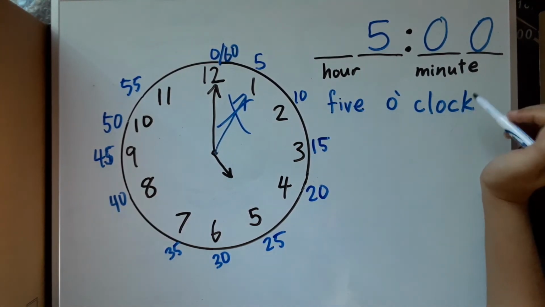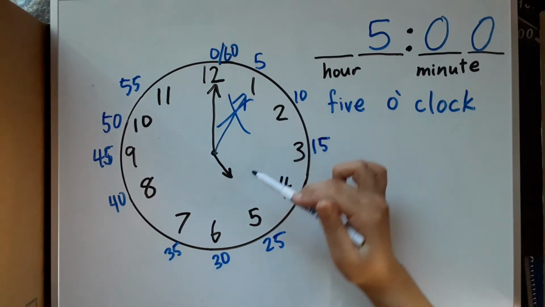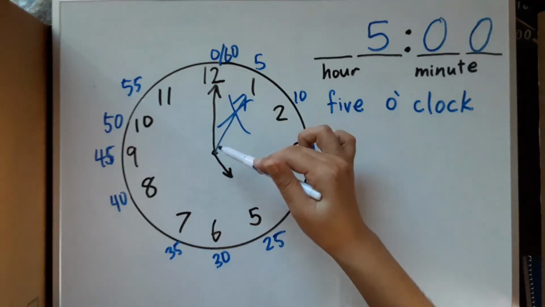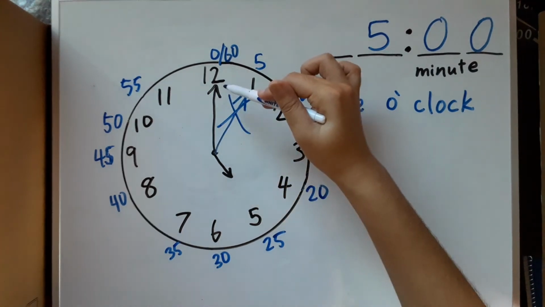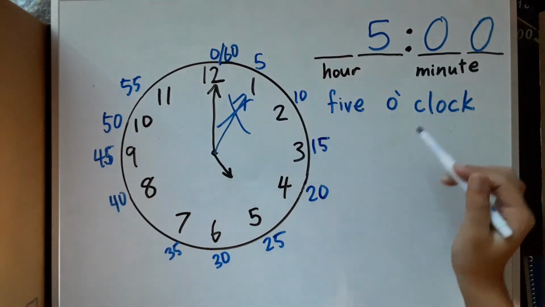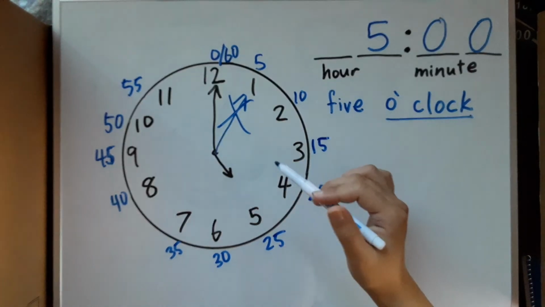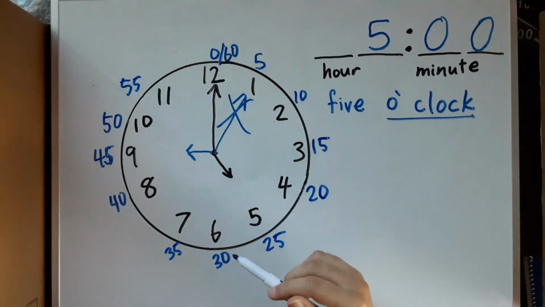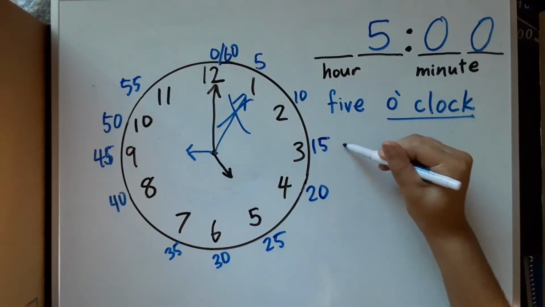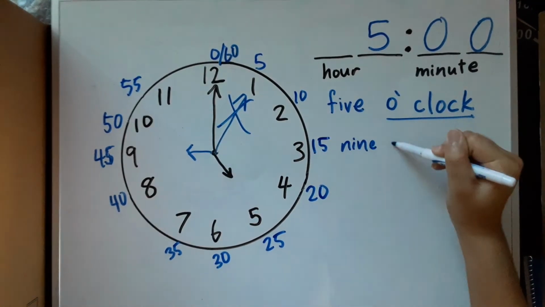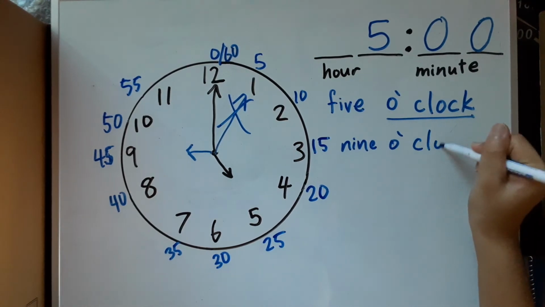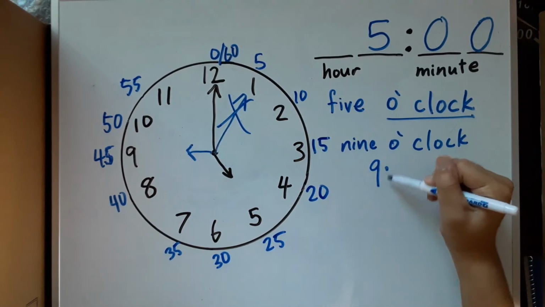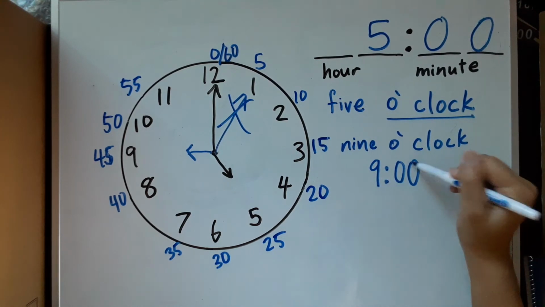F-I-V-E-O-C-L-O-C-K. No matter what position the hour hand is in, if the minute hand is at the 12, we would read it as o'clock. So let's say this was at the 9. Then this would be read as 9 o'clock and be written as 9:00.